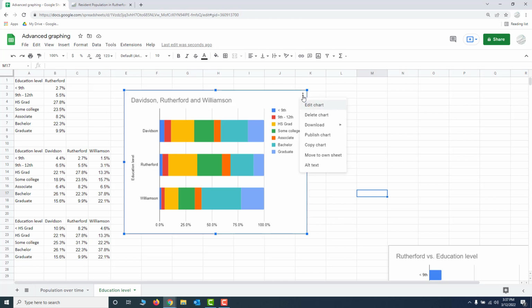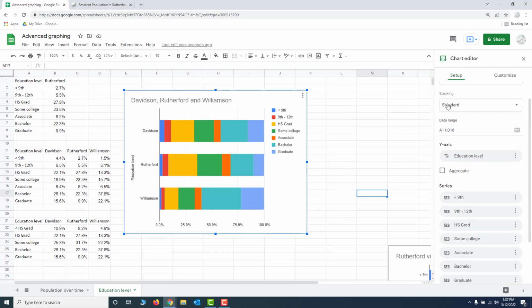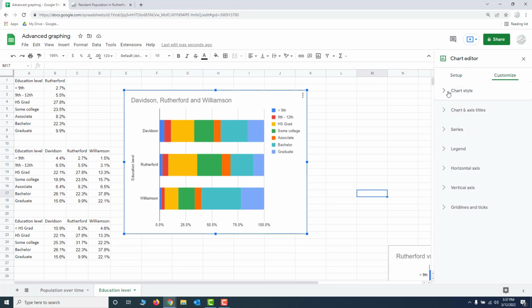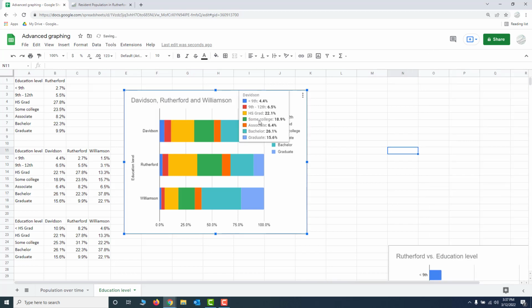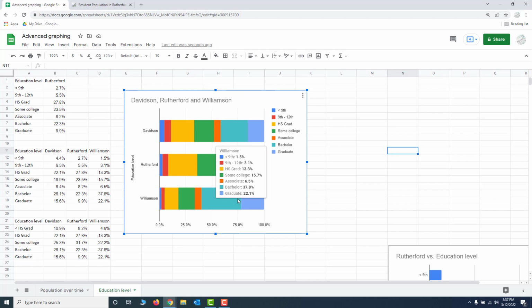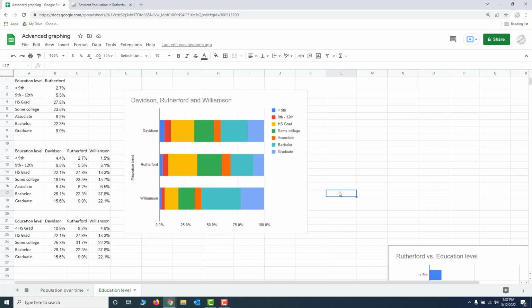You can also add this. Remember that compare mode that we looked at before? It's here under chart style. If I choose compare mode, then this is what happens. See now, when I roll over the Davidson County bar, I get all the different numbers for Davidson County categories, and it's pretty easy to scan down through there and see that the bachelor's degree is the big number, and likewise for Rutherford and for Williamson. So that helps a lot too.